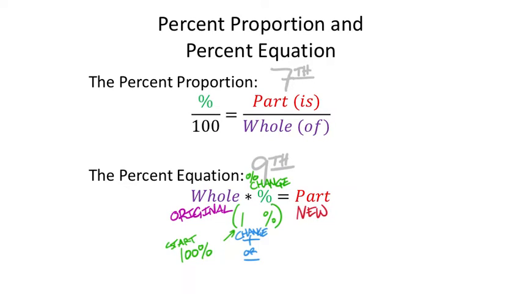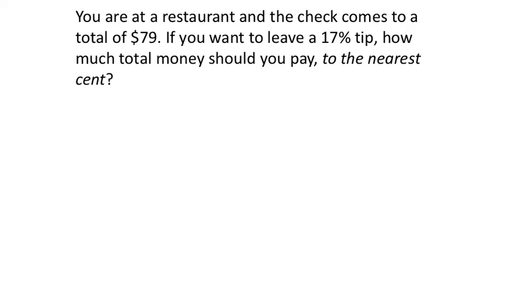But this is, again, just kind of an introduction to why this works. So our first problem: you are at a restaurant and the check comes to a total of $79. You want to leave a 17% tip. How much total money should you pay? And we'll round to the nearest tenth if it's necessary.